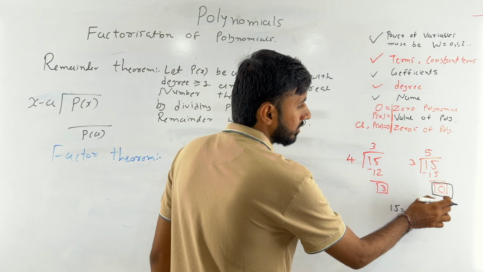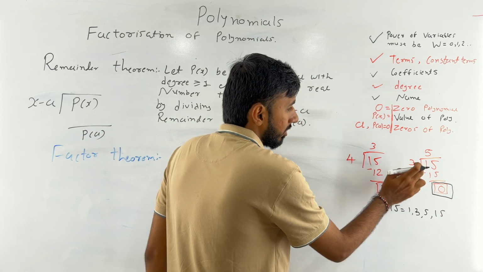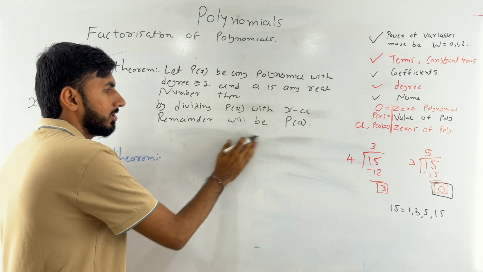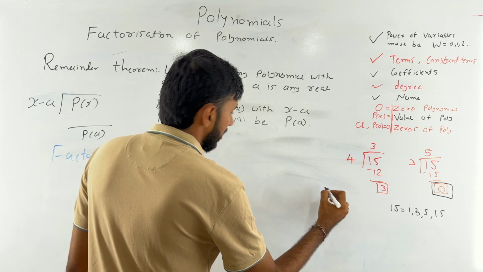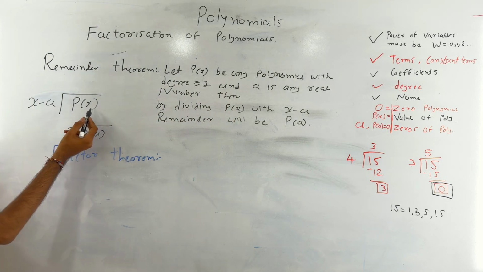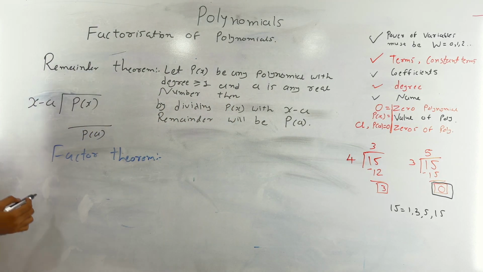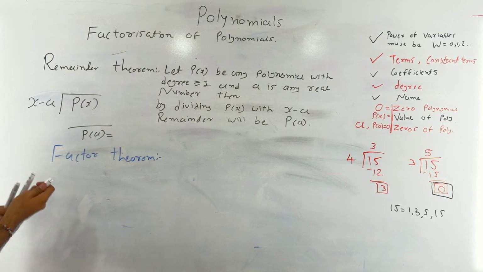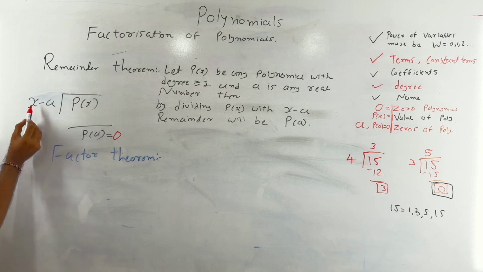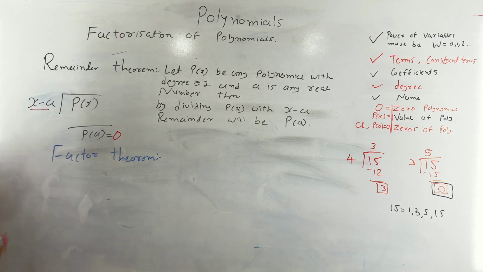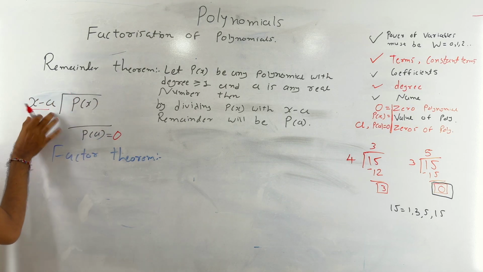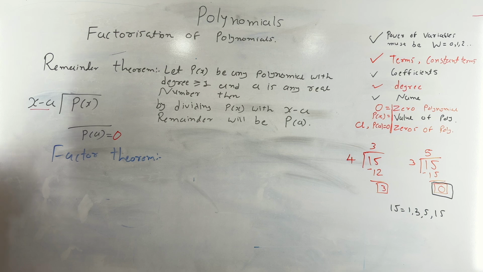So, when you get remainder equal to 0, that means the divisor is a factor of the dividend, right? So if I write it for polynomials, let's say here you have polynomial p(x), you divide it by x minus a, and if you get remainder equal to 0, if you get p(a) equal to 0, that means x minus a will be a factor of p(x), right? Because we all know if you divide any polynomial or any number by its factor, then obviously you get remainder equal to 0.